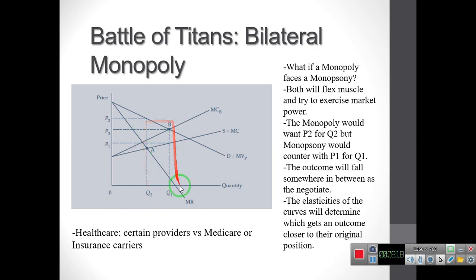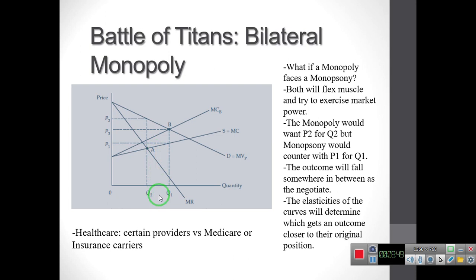So what happens in this case? How can we find a solution? Well, they will both exercise their power, they will negotiate, and the final outcome will fall somewhere in between Q2 and Q1. And where would that fall? Well, it depends. It will depend on the elasticities of these curves. You could say it will fall right in the middle. Well, that would be in a perfect world, but it's somewhere between the two. Maybe not exactly in the middle, but somewhere between them.